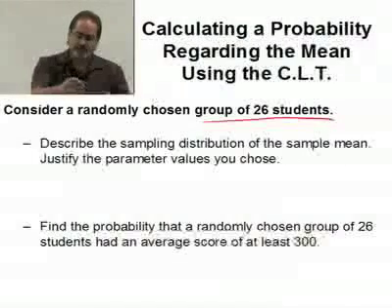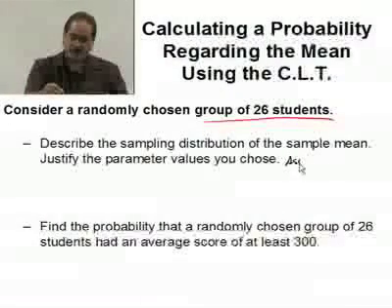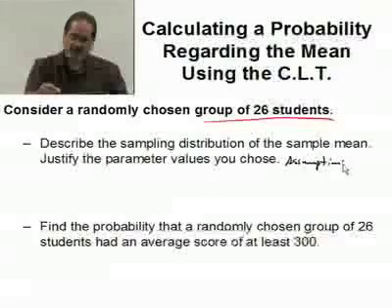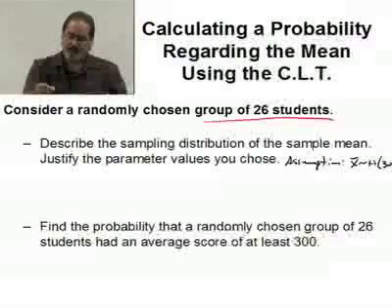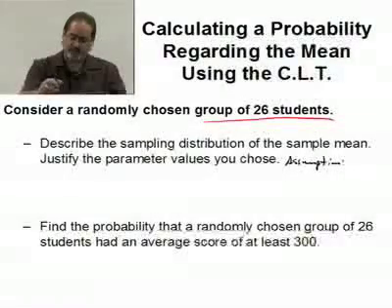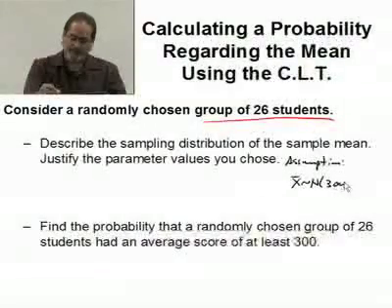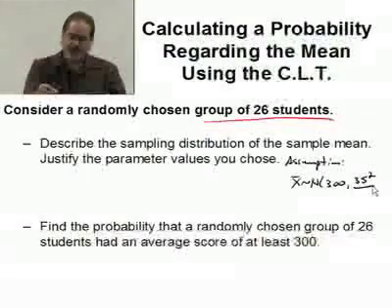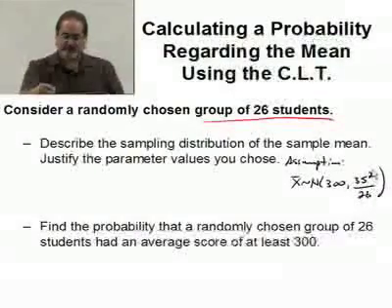Now, the assumption here is going to be that x bar is distributed normal, specifically with a mean of 300 and a variance of 35 squared over 26. I need to redo that. I'm sorry, I just kind of crammed that in there. Let's try that again. X bar is distributed normal with a mean of 300. And remember, the standard deviation was 35, so the variance is 35 squared divided by n, which is 26. So the square root of all of this will be my new standard deviation.